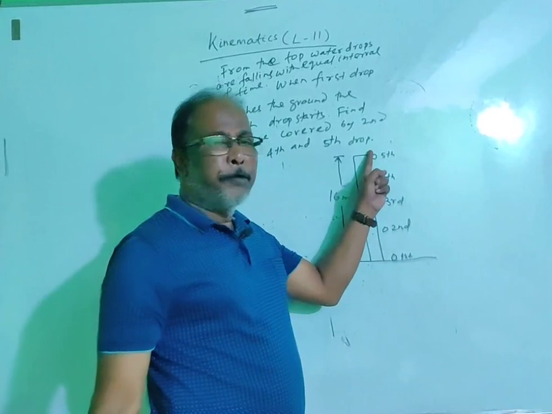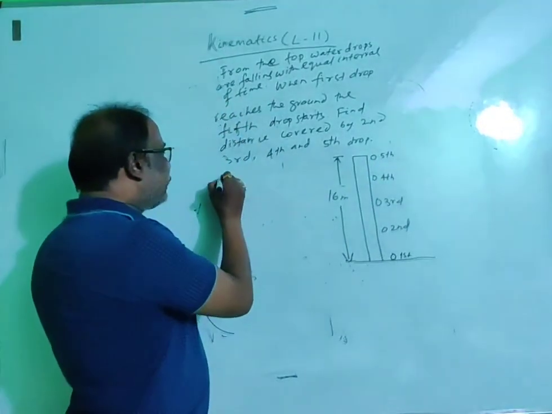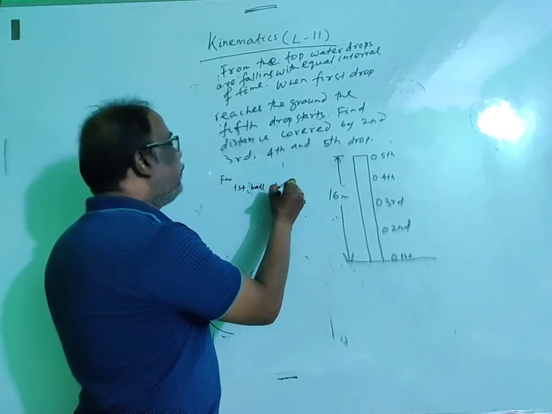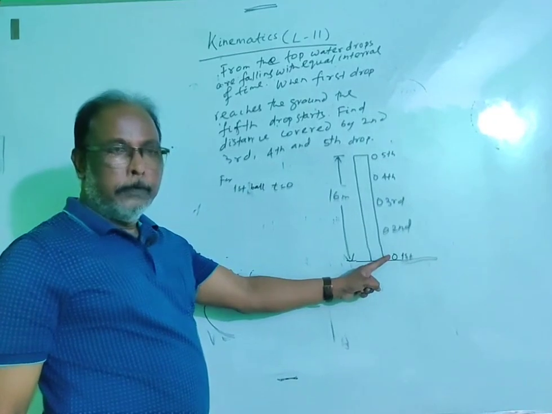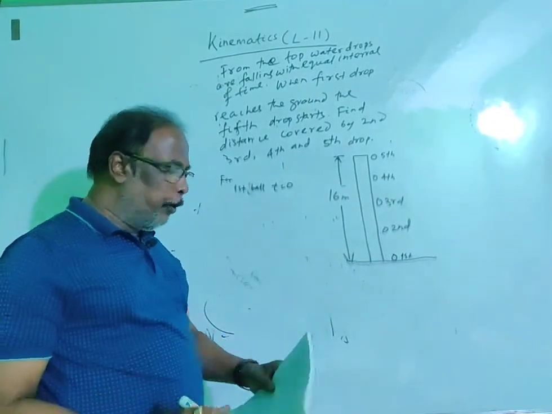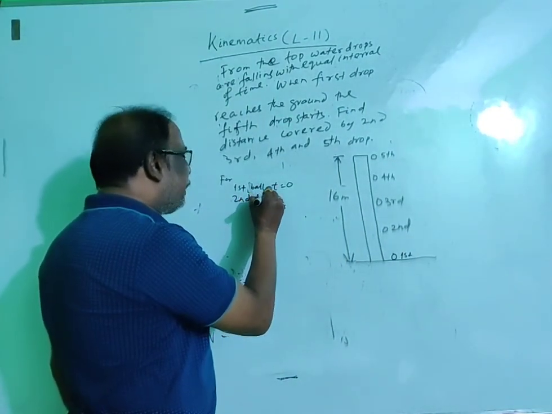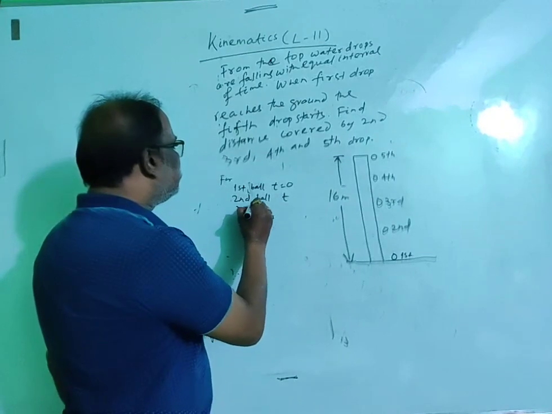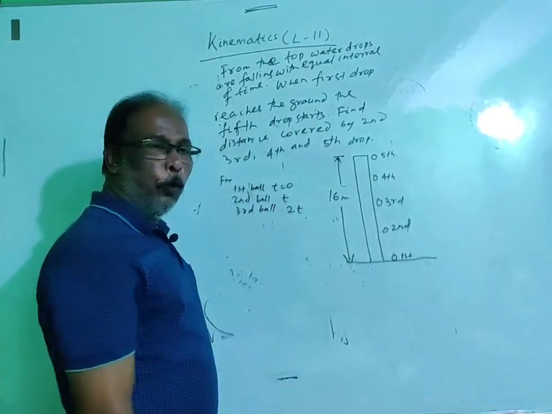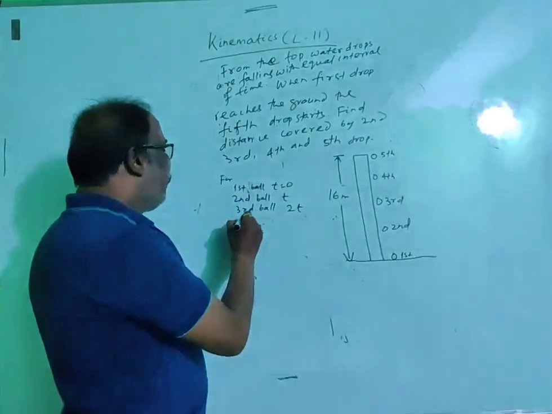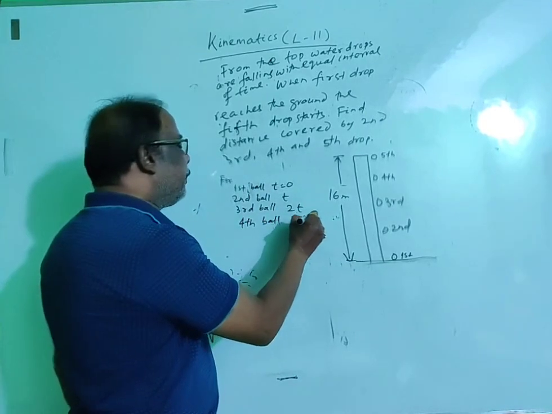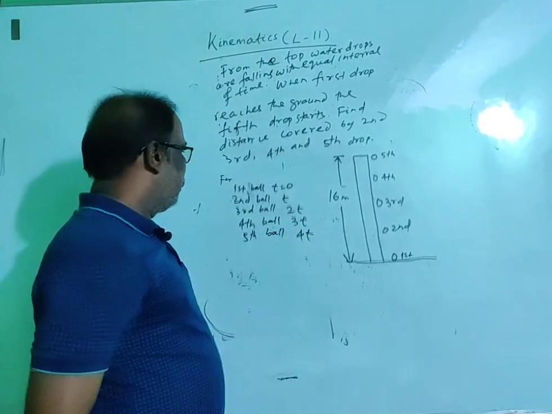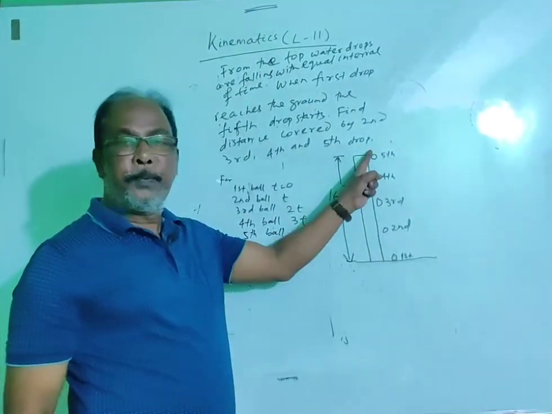If you take first ball, starts at t is equal to 0. I'm writing like this for first ball. For first ball, t is equal to 0. If time for first ball is taken as 0, then for second ball, time is t, equal interval of time. For third ball, time will be 2t, again interval of time is t. For fourth ball, time is 3t. For fifth ball, time is 4t. So this is first ball and this is fifth ball.